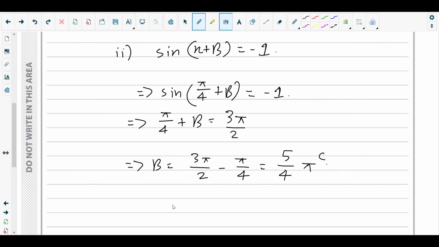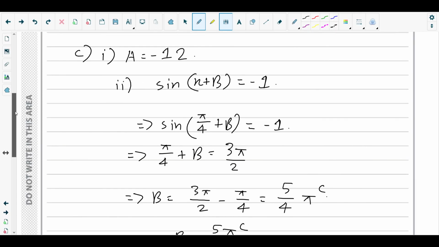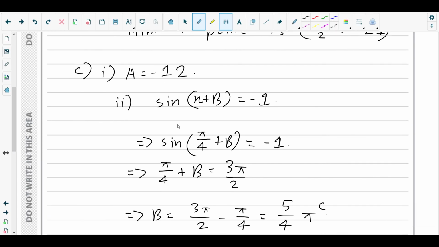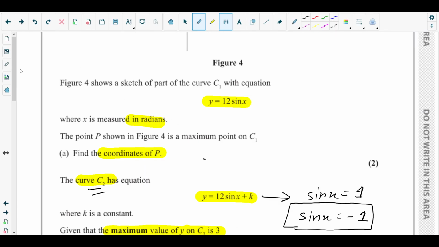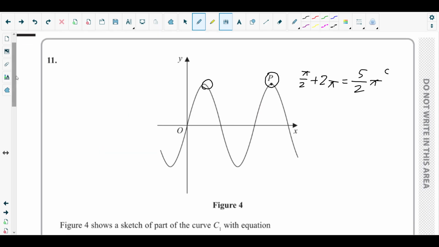So the value for b is 5 pi over 4 radians. That's the answer for part 2 of question C from question number 11, May 2024 P1 paper. And that's the end of this question.